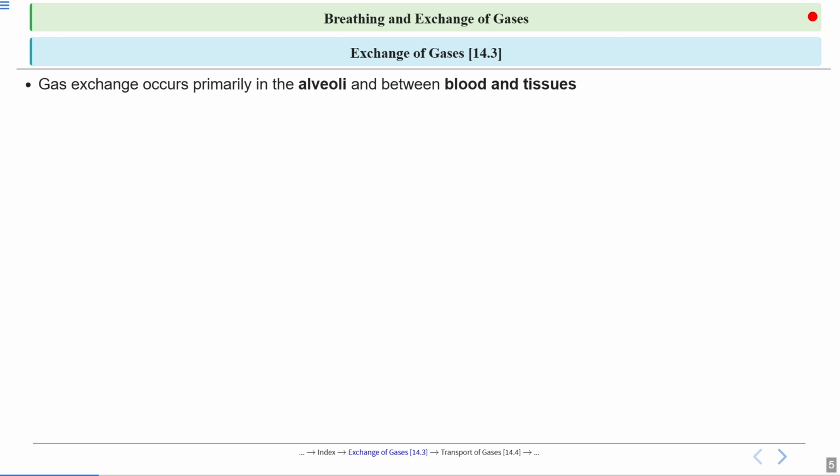We will see the structure of one of the alveoli, and there you will understand how it helps the exchange of gases. So the exchange of gases takes place where? Between the alveoli and the blood. And the next point is when blood reaches the tissue. Again there, the gas exchange will take place between the blood and tissue.